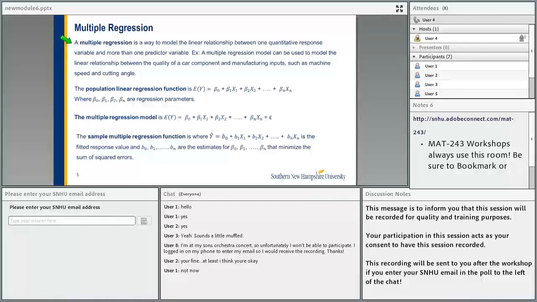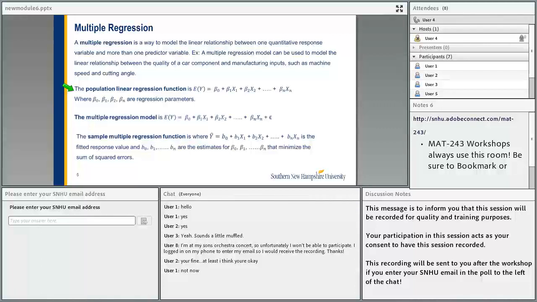So there will be more than one variable which will affect the output. So the predictor variable is your independent variable, and the y or the output is your dependent variable. So there will be more than one variable affecting the y. So a multiple regression model can be used to model the linear relationship between the quality of a car component and manufacturing inputs such as machine speed and cutting angle. So the machine speed and cutting angle will be your predictor variables, and the quality of the car will be your response variable.